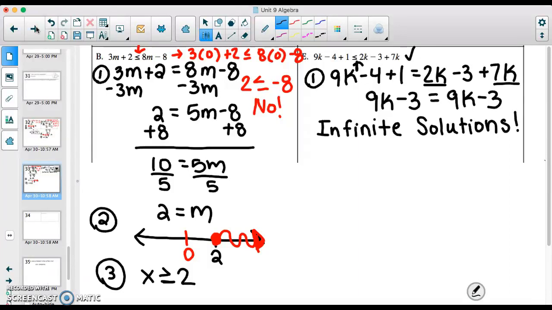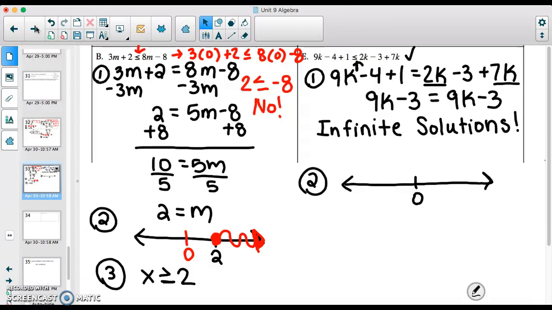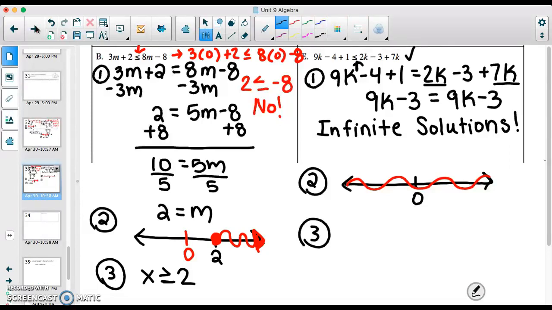I guess we could make a number line. Let's try it just for fun. So if I were to make a number line, I guess I should put some numbers on here, right? The whole thing would be shaded. And then if I wrote that as an interval, it would be negative infinity to positive infinity.